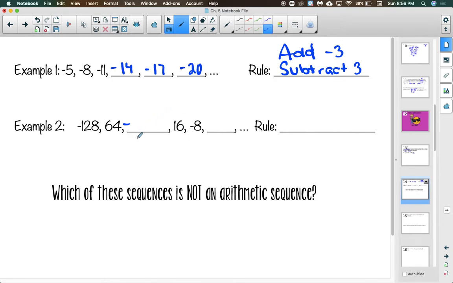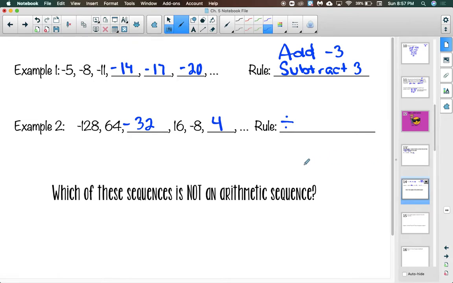So it looks like I'm actually doing some division here. 128 divided by 2 is 64. Divide that by 2 and I get 32. Divide that by 2 and I get 16. Divide that by 2 and I get 8. Divide that by 2 and I get 4. So it looks like this is a division rule. Okay, so we're dividing here.